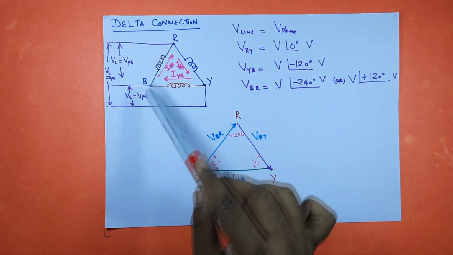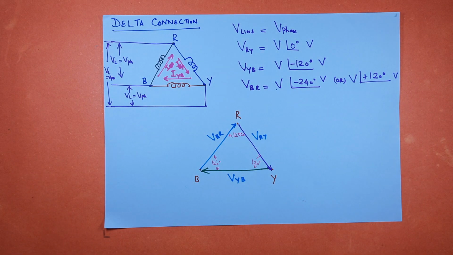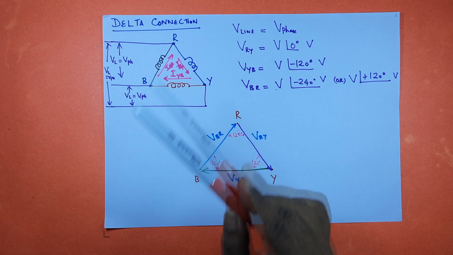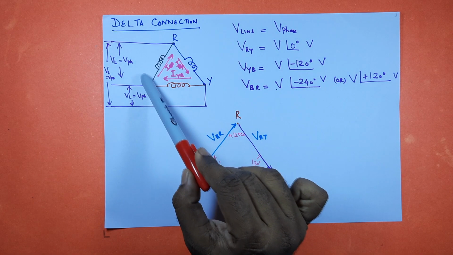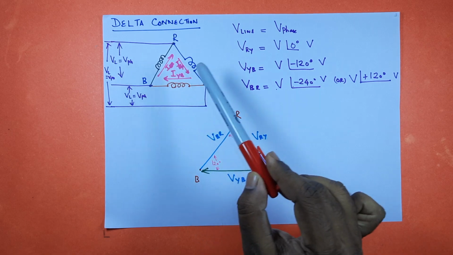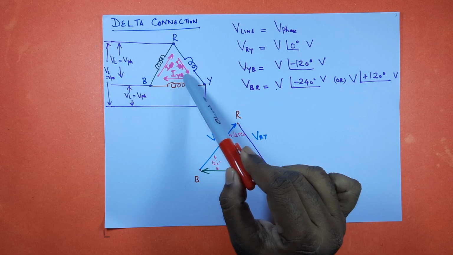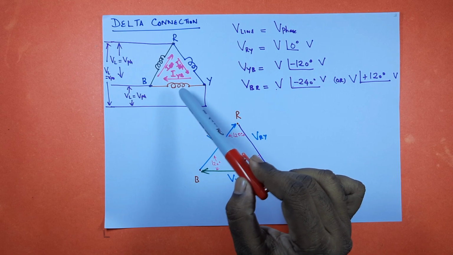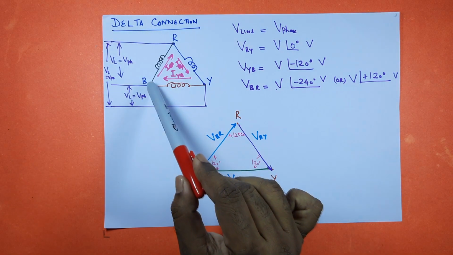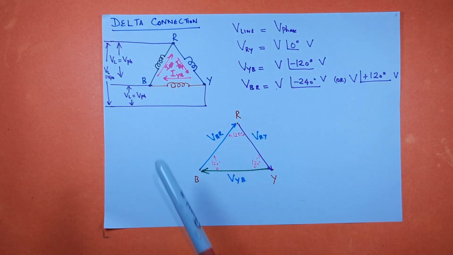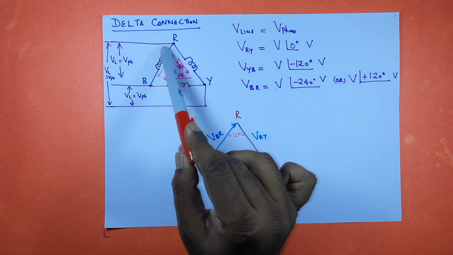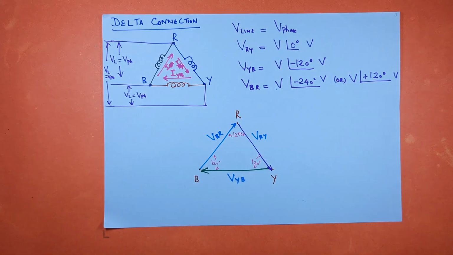So this is R, Y, B. We connect the windings in the form of delta. Here there is no neutral point. That means this is your phase voltage, this is your phase voltage, this is your phase voltage. This is the line, this is the line, this is the line. So your phase voltage is nothing but the line voltage.